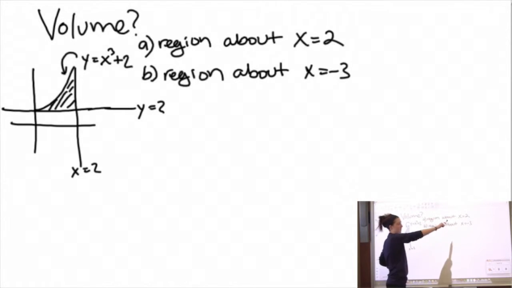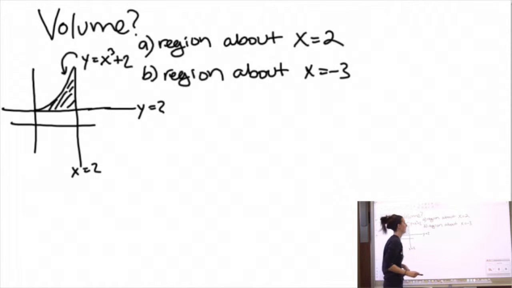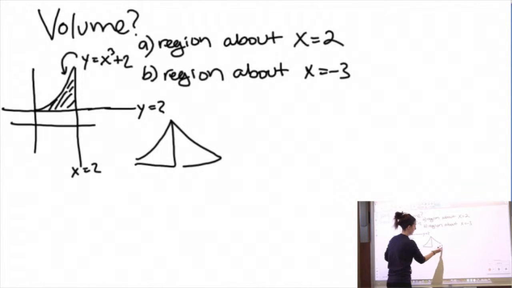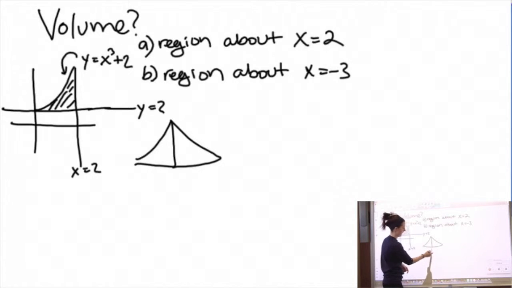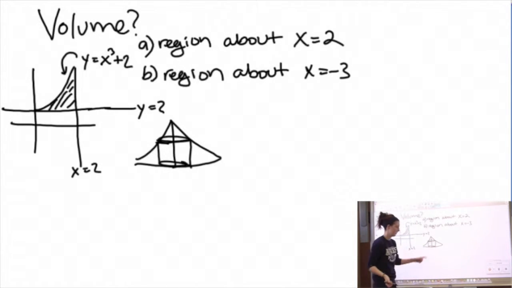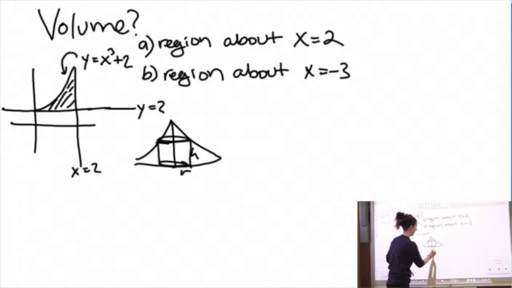So the first one is the region about x equals 2. Let's draw that really fast. So we have this guy like this, right? And it's going to be drawn around like that. There's a little line, x equals 2. And an easy way to do this one is just to do the shell method. So we have it like that, right? We have a height and a radius.